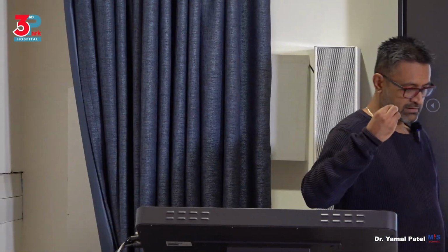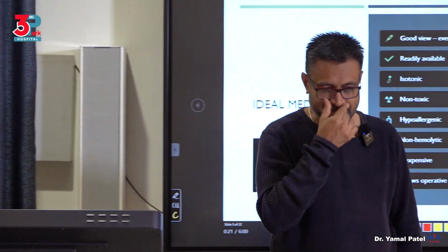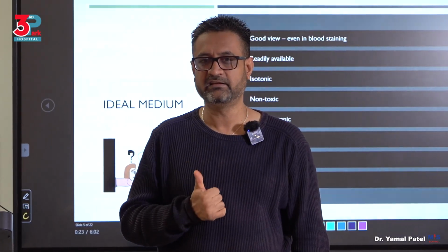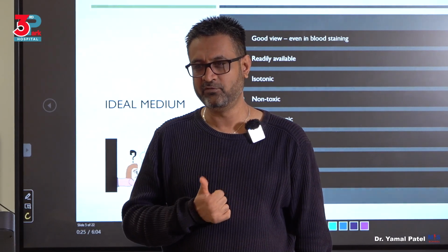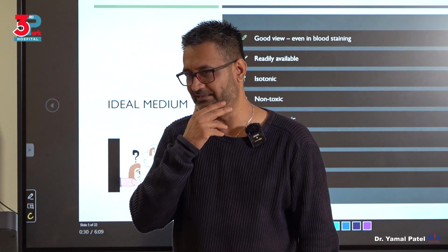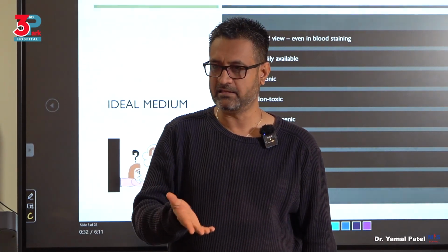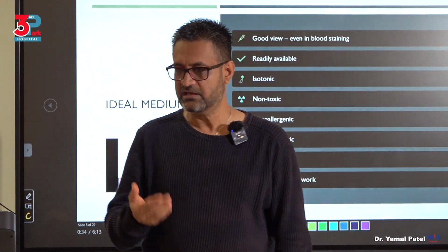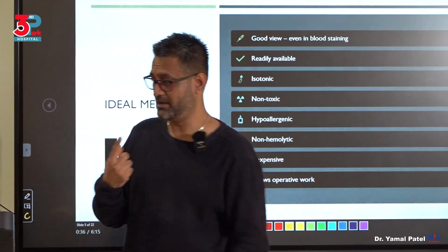What is an ideal medium? An ideal medium should be able to give you a good view. So an ideal medium, number one, should be colorless. Agreed? If you have a fluid that is colored, if you use milk, just to give an example, how will you see anything in milk? You've understood? So it has to be clear, number one.